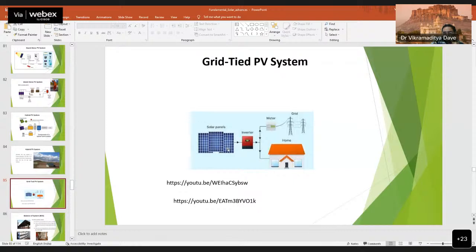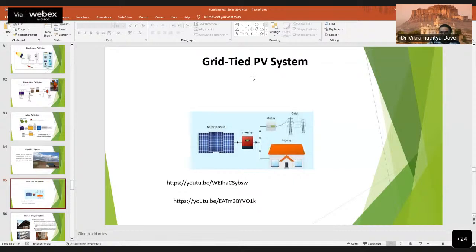Solar panel output is directly fed to the inverter. No battery, no charge controller is there, and thereby it is fed to the grid. From the grid it comes to the home also, and the extra energy goes to the grid, where the grid can supply other customers who are in need of it. And this type of system is a grid tie system.